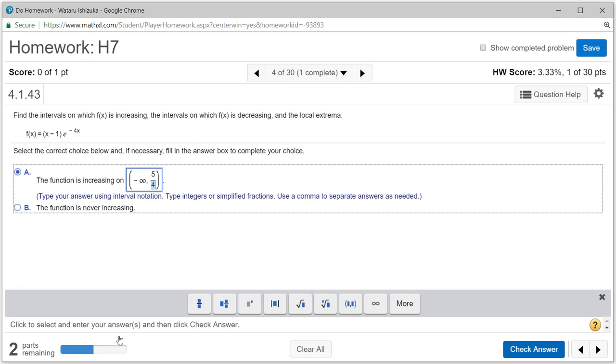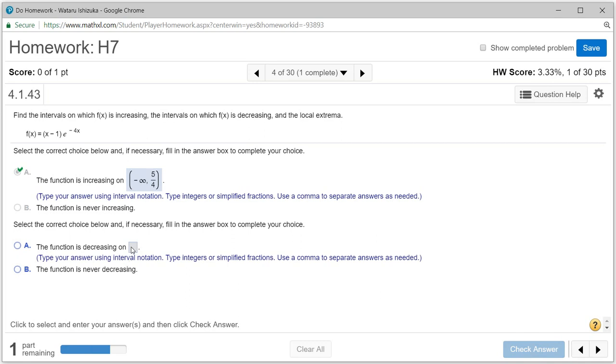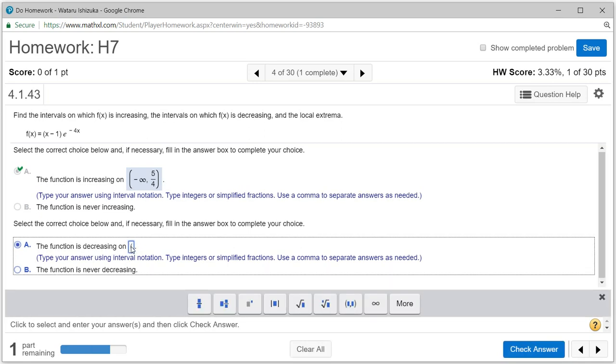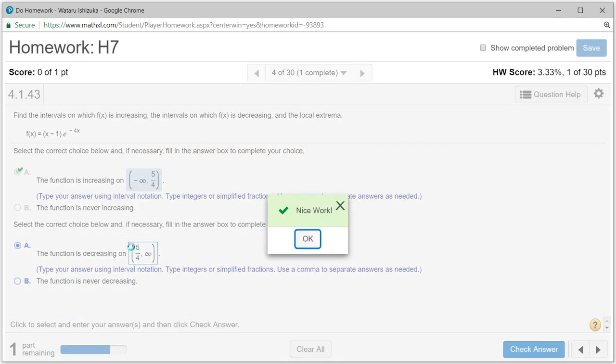So let's check the answer. We got that. And decreasing after that, so you start from 5 quarters and go to positive infinity. Let's check the answer. We got that.